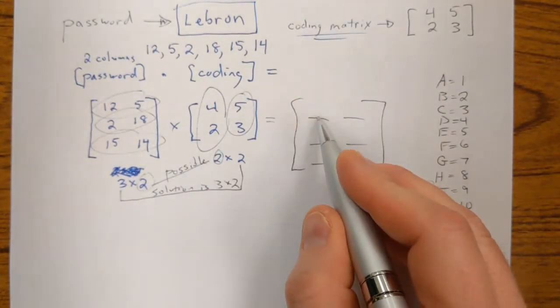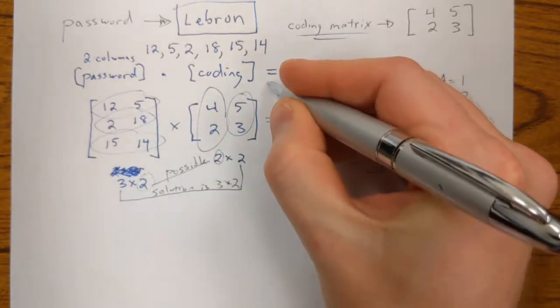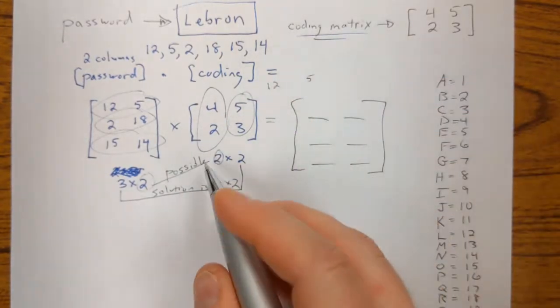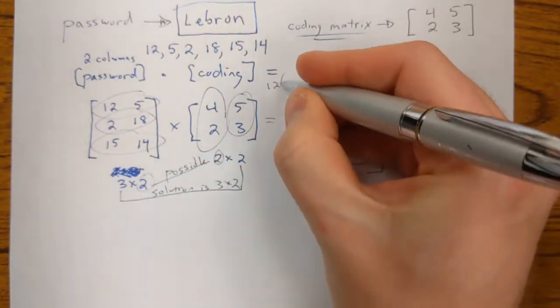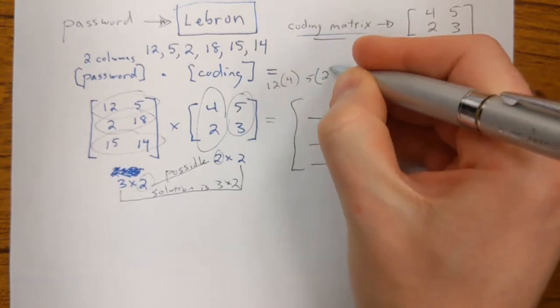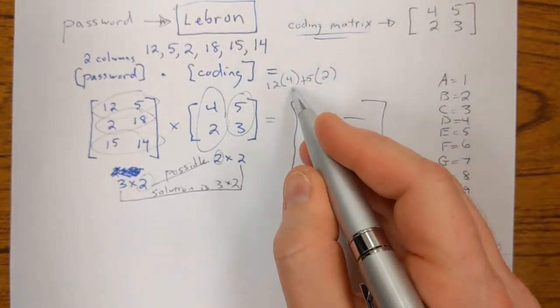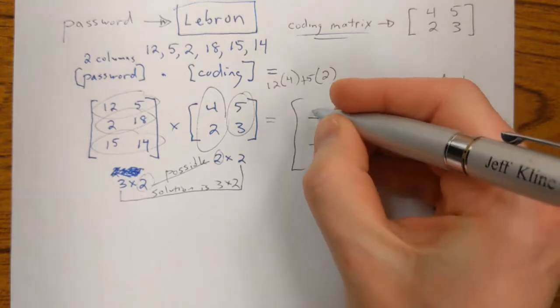To find my top left element, I'm going to group my top row, the 12 and the 5, with my left column, the 4 and the 2. It looks like this: 12 times 4 plus 5 times 2. That is 58.